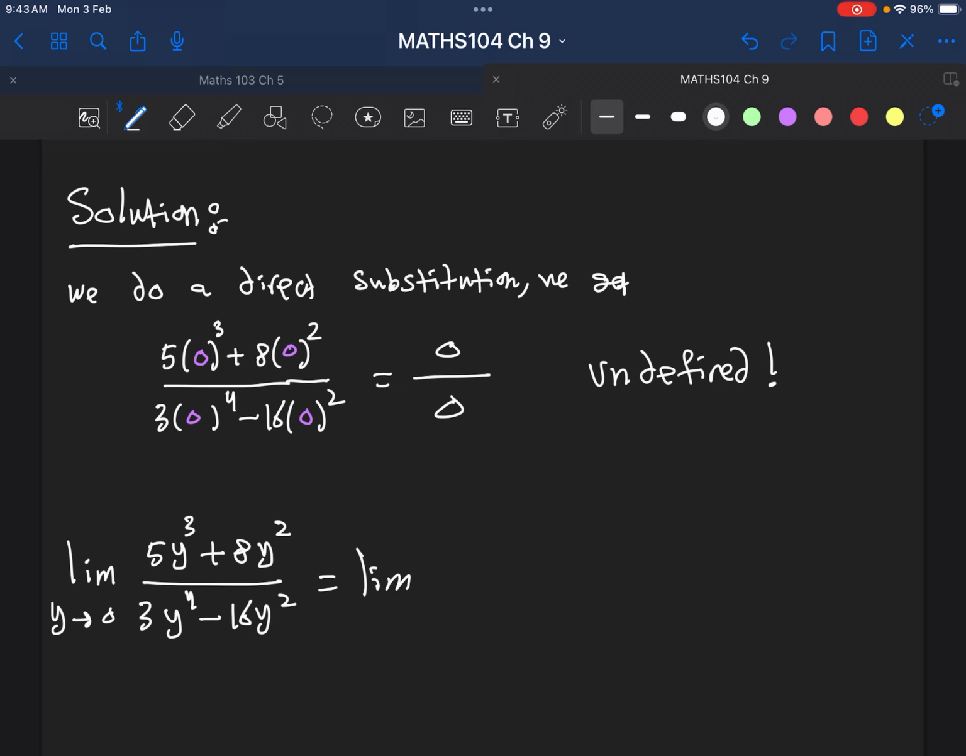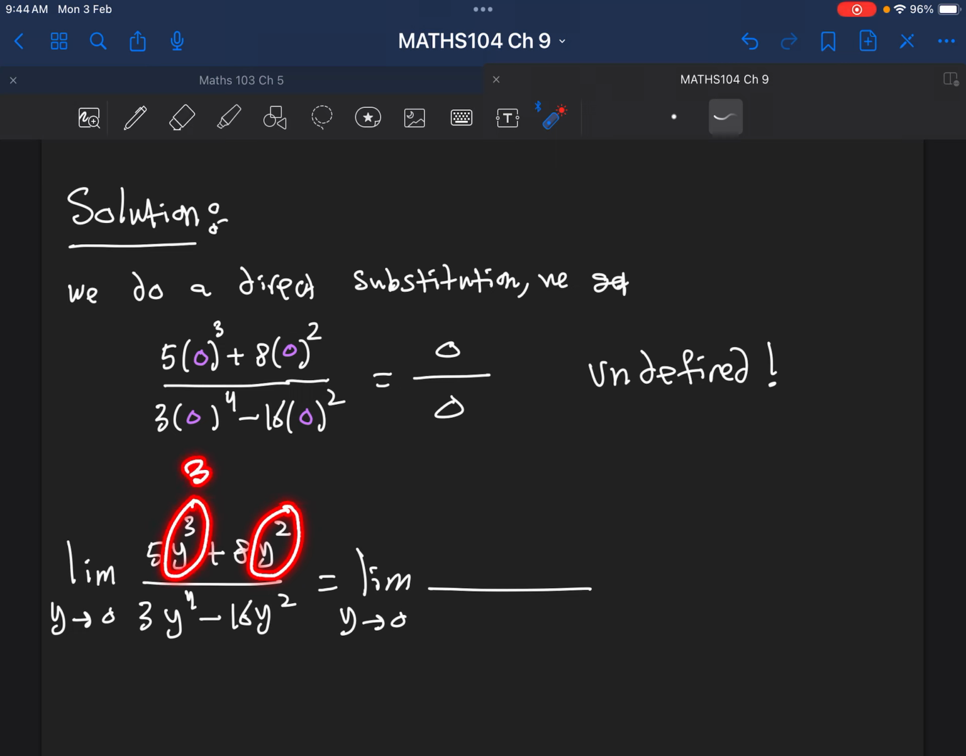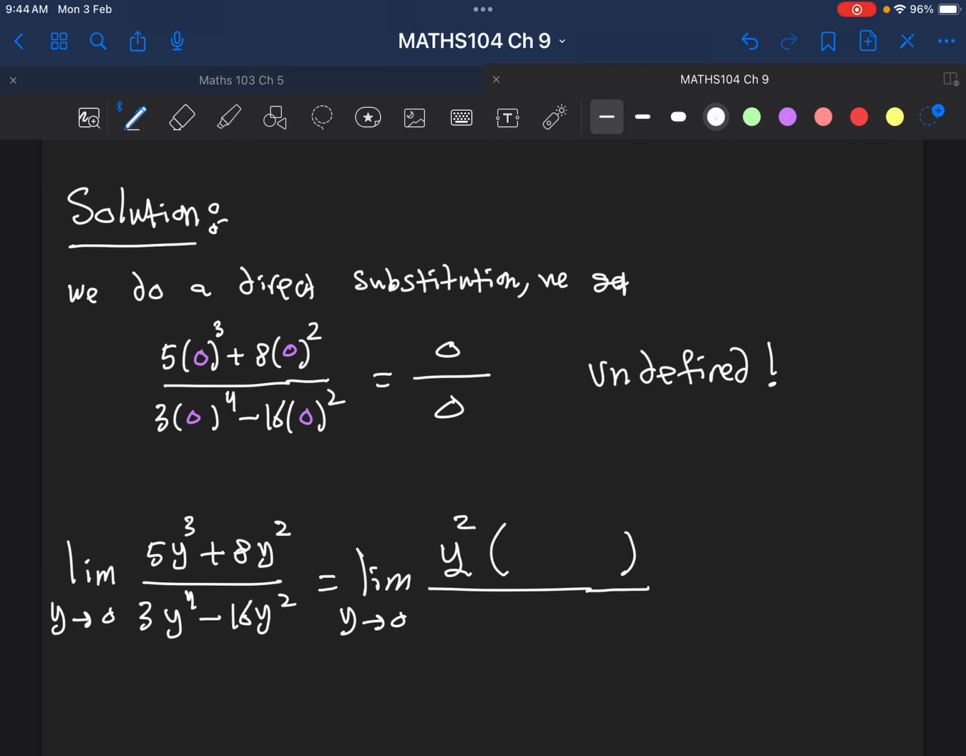Now, the first step is to notice that in the numerator there is a common factor. We have y squared and we have y cubed. So here we have 3 y's, here we have 2 y's. We can take y squared as common factor. What will be remaining? I have 3 y's, I take 2, so only 1 y remains. I have y squared, so I will just add plus 8. In the denominator, we do the same thing. So we will get 3y squared minus 16.